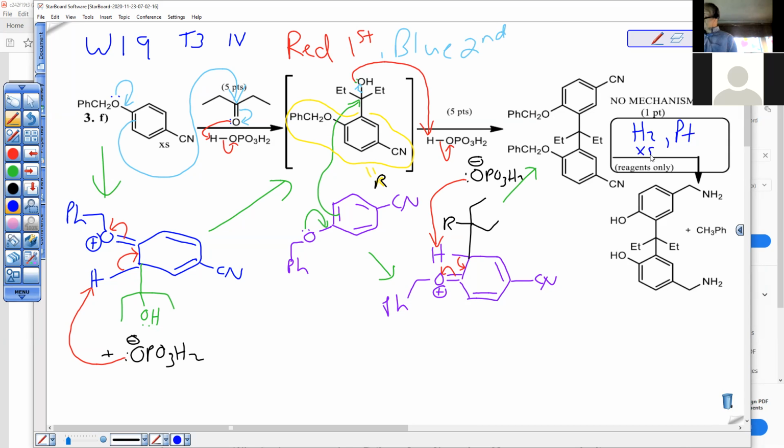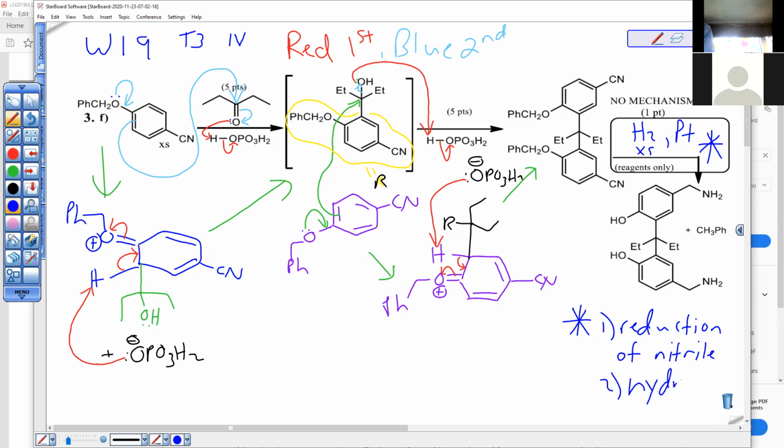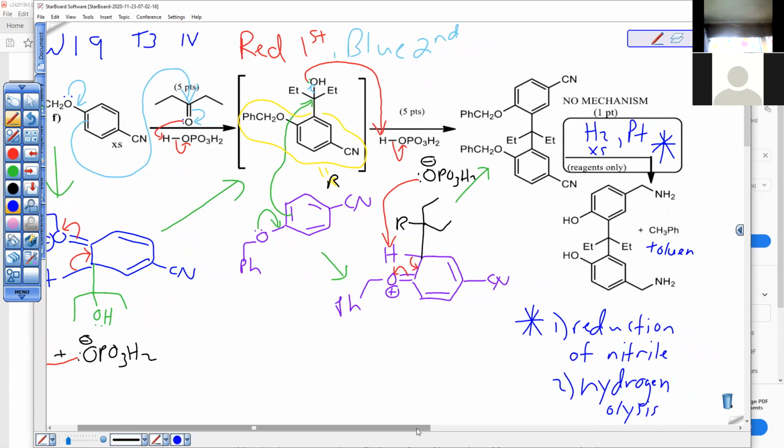And the same set of chemicals causes what's called hydrogenolysis. So you want to also review hydrogenolysis. So we got 2 things going on here. I'll put a big old star. 1, reduction of nitrile. And 2, hydrogenolysis. And that creates toluene. I want to remind you this is toluene. It's got an extra H on the C. And the other H from the H2 ended up on the alcohol, didn't it?